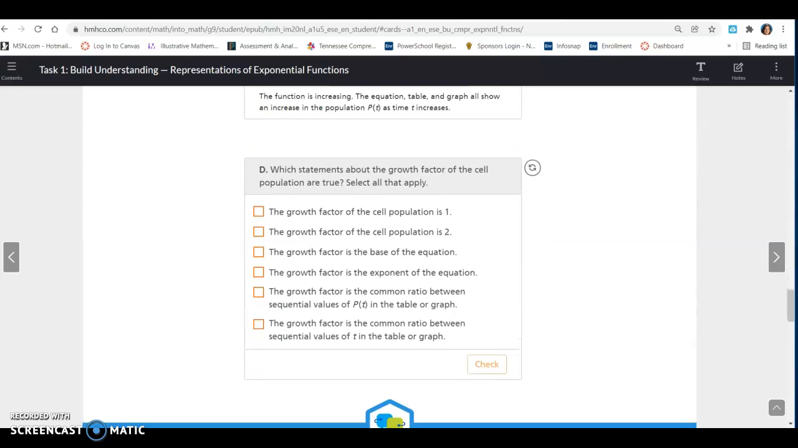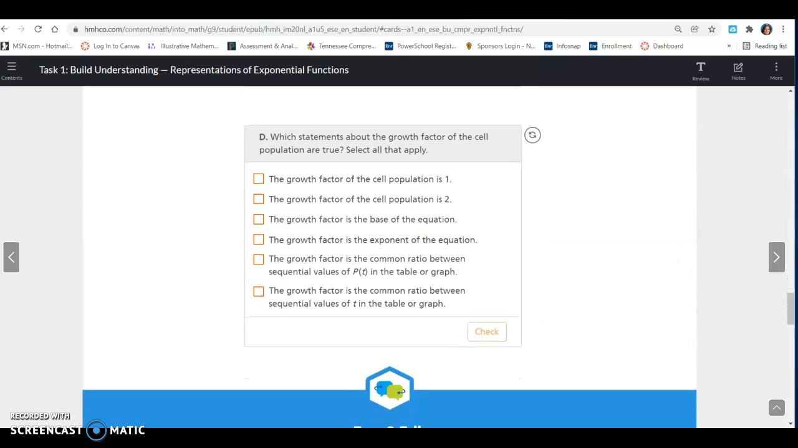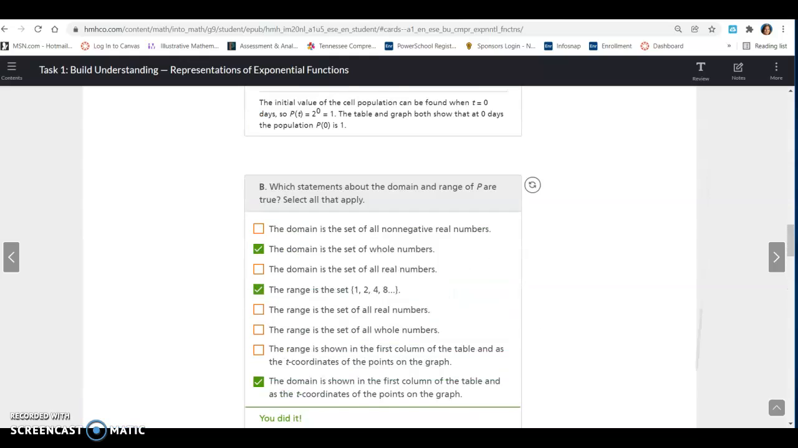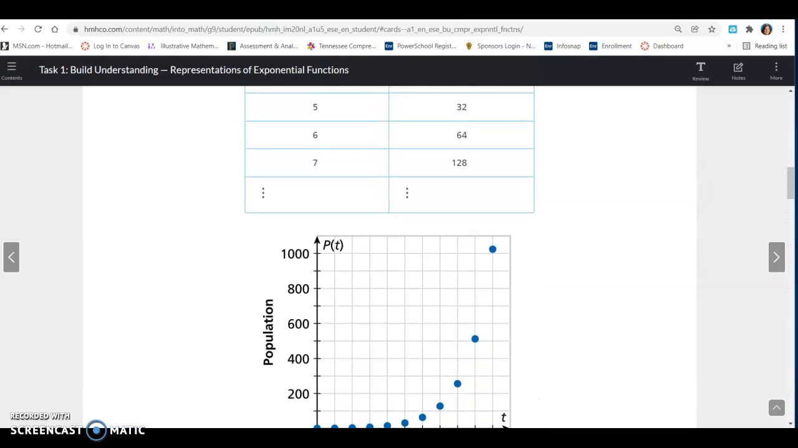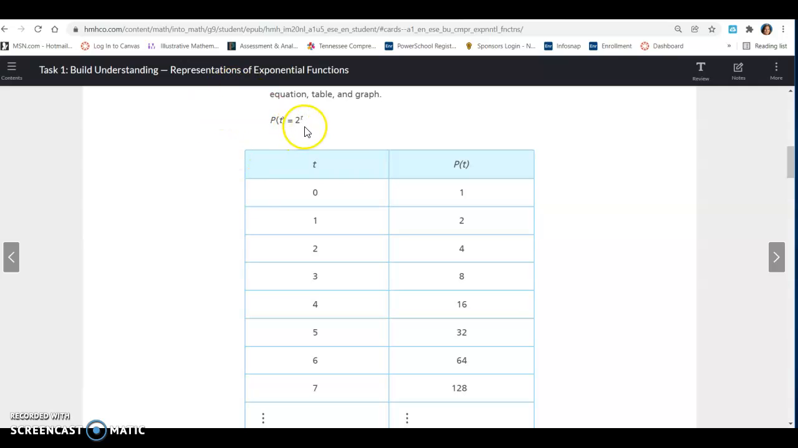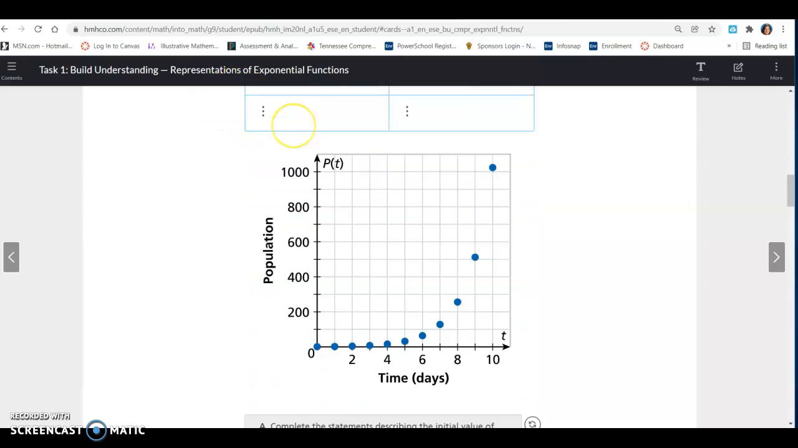All right, which statements about the growth factor of the cell population are true? Select all that apply. The growth factor of the cell population is 1. Okay, it's not really a growth factor if it's 1. But it says the growth factor of the cell population is 2. That is true because your base was 2. So if you go back up here and look again at the equation, the base is 2, so that's your growth factor.